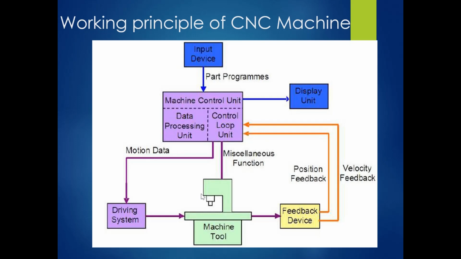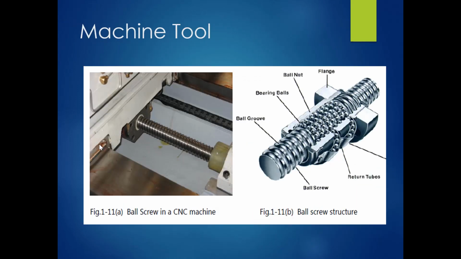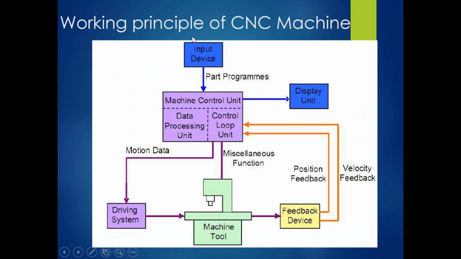We'll see the working principle of CNC machine. Here we can see the first is input device. From this input device, the part programs will be taken and given to the MCU, that is machine control unit. We can see here in machine control unit there are two units. The first is data processing unit and another is control loop unit. Here the data will be processed in this unit and the control actions will be taken from this control loop unit.